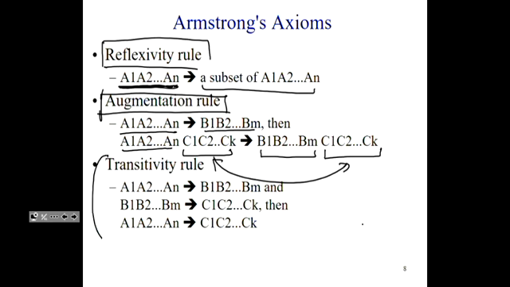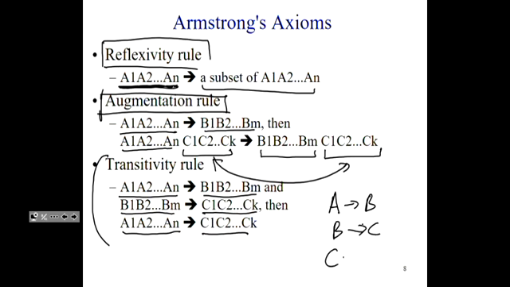The most interesting one is the transitivity rule. This is what we applied in the previous example as well. If you have A1 through AN implies B1 through BM, and B1 through BM implies C1 through CK, then A1 through AN implies C1 through CK. It's simple transitivity. Basically, if A implies B and B implies C, then A implies C.